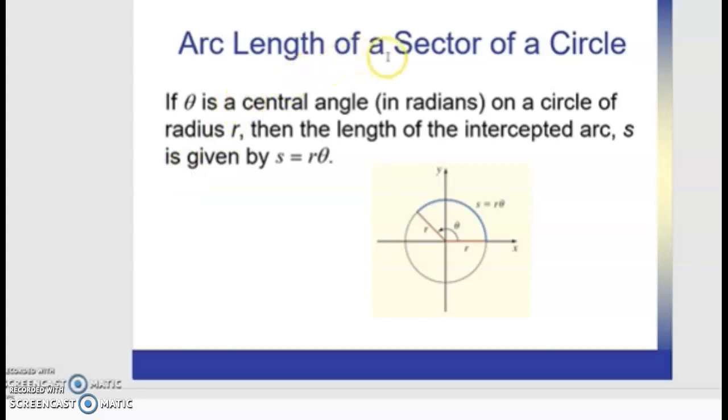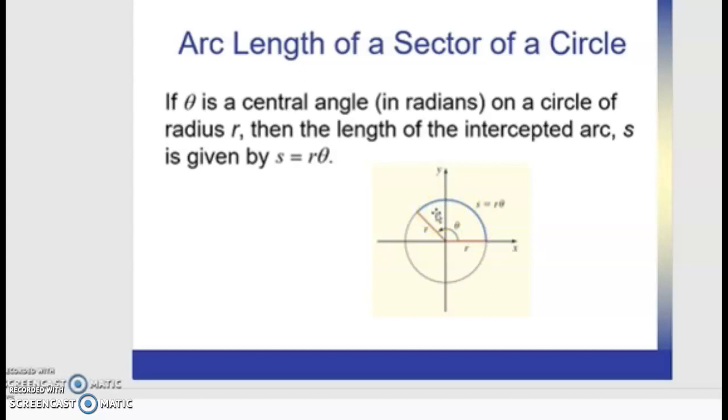Arc length of a sector or portion of a circle. If theta is a central angle in radians on a circle of radius r, then the length of the intercepted arc S is given by S equals r times theta. So, in the diagram, you see a central angle, that is theta. Most importantly, you see the arc. It is color-coded in blue.